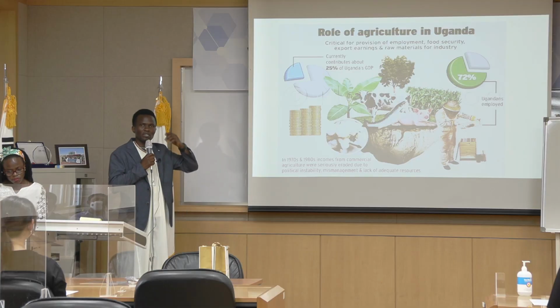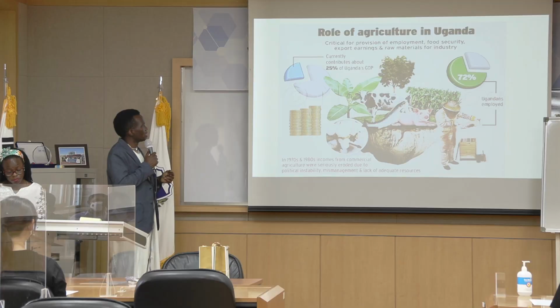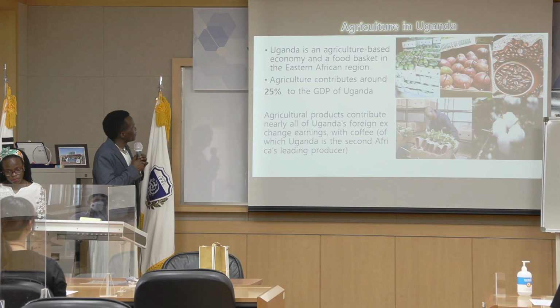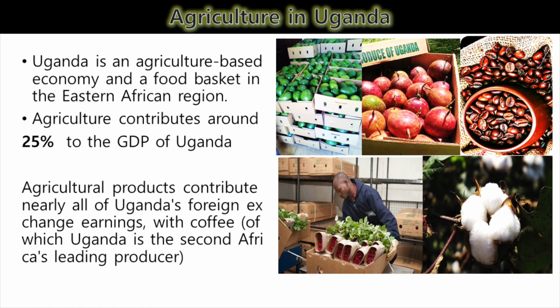But currently, the current president gave back all the property and called back all the foreigners who had been chased away, and all the land and properties have been given back to the owners. And that's why the economy is now picking up. Next, Uganda is an agriculture-based economy and a food basket in the East African region. Agriculture contributes around 25%, as I told you.